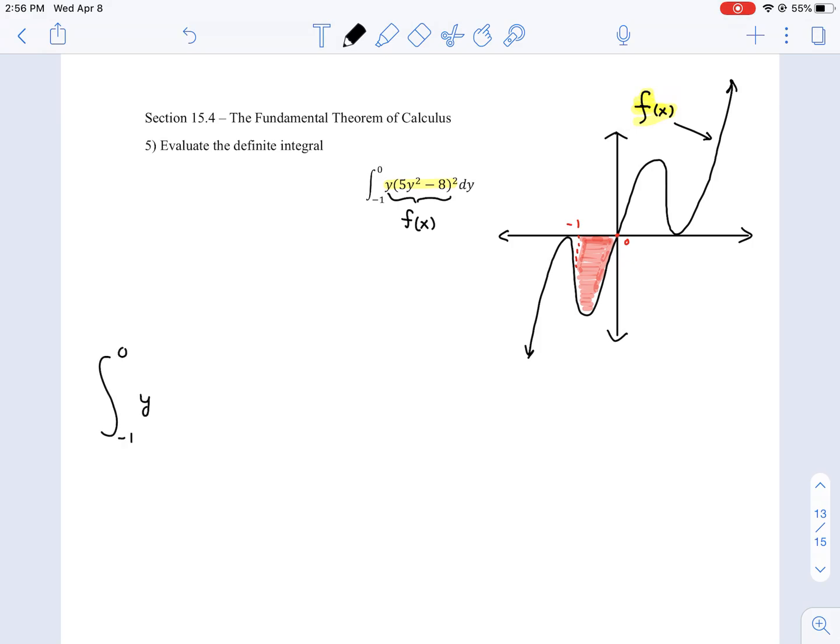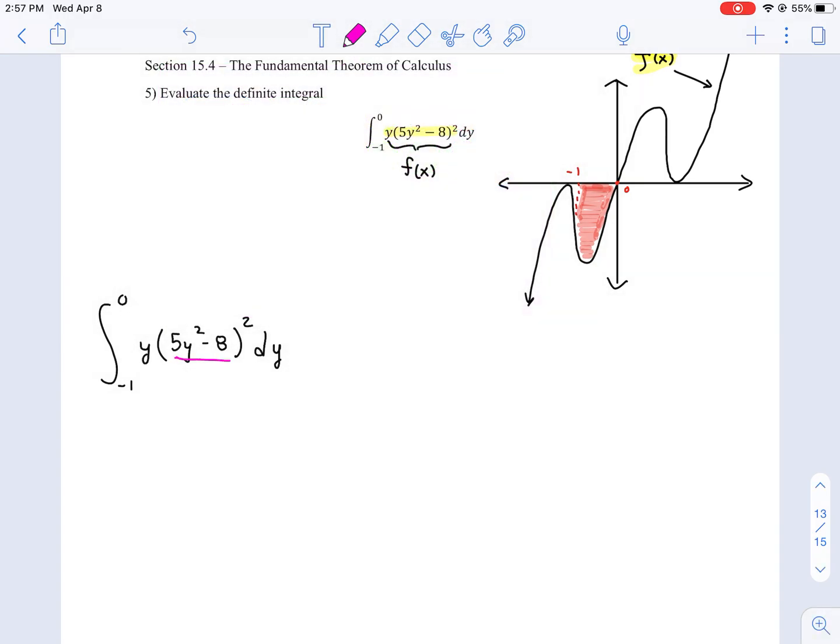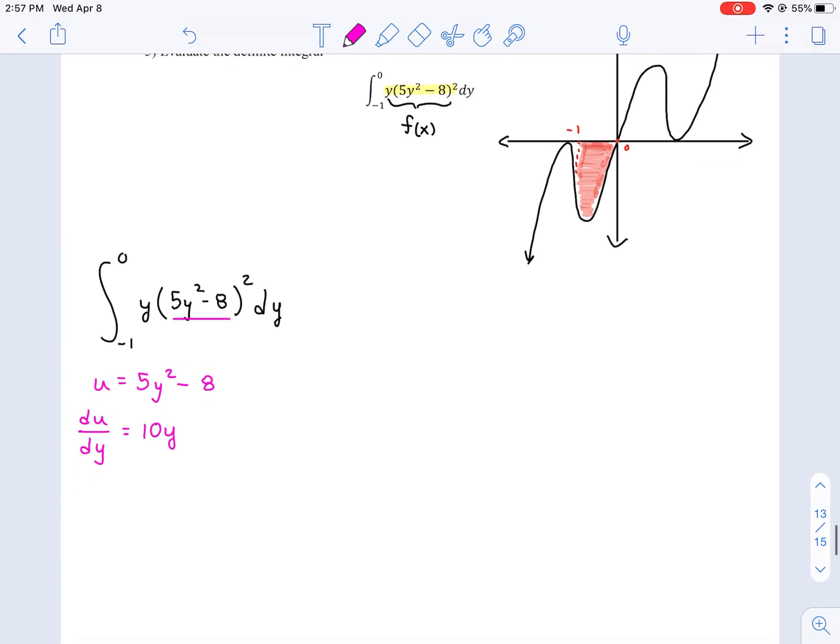to evaluate the definite integral. And to do that, we're going to have to use u substitution. So I'm going to let u equal 5y squared minus 8. So u is equal to 5y squared minus 8, which means the derivative of u with respect to y is 10y. And after rearranging some factors, it follows that 1/10 du is equal to y times dy.